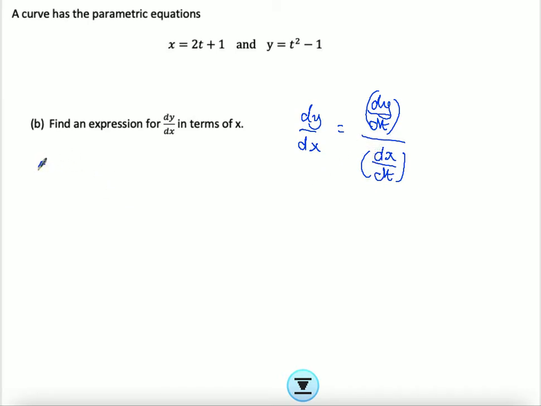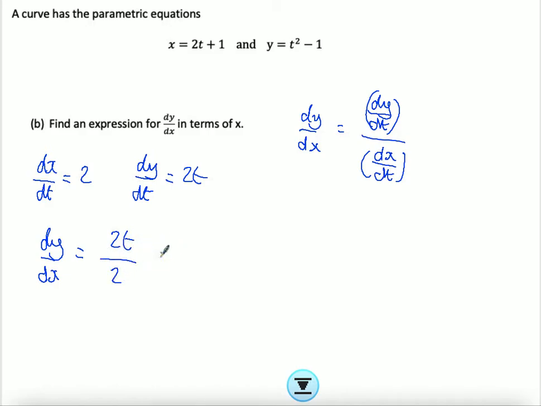So let's start off with dx by dt, and that is just 2. And then dy by dt, and that is 2t. So that therefore tells us that dy by dx is dy by dt divided by dx by dt, which is just t. Now we have to be a little bit careful.